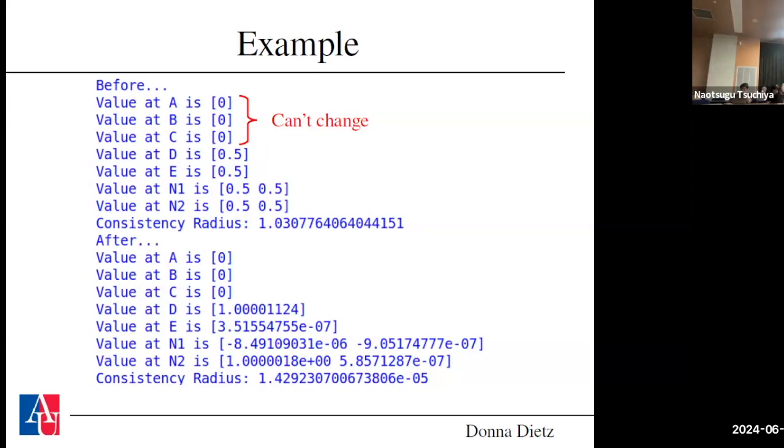You could flip this, but when I ran it this time, A, B, and C couldn't change. And just because these are all 0s or 1s, I set them all to be 0.5, hoping they would slide away from 0.5 to either 0 or 1. Question, go ahead.